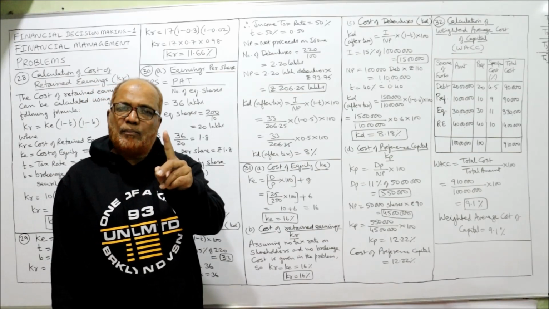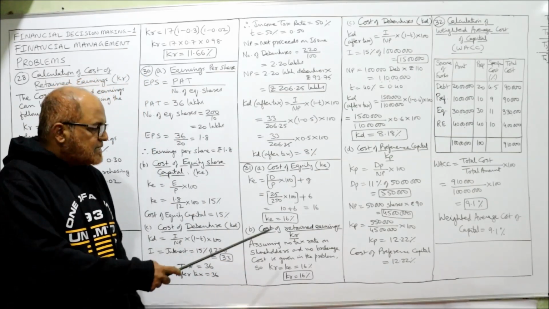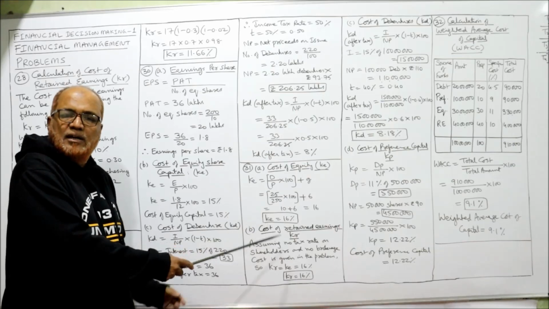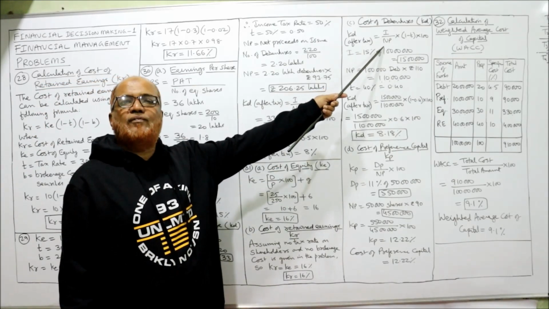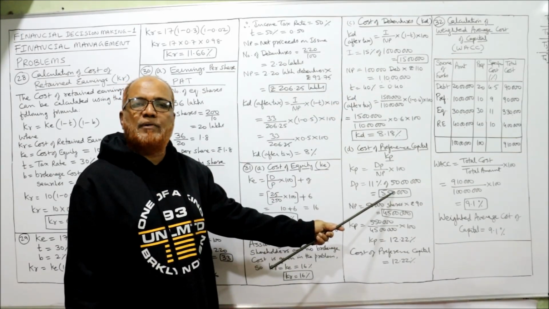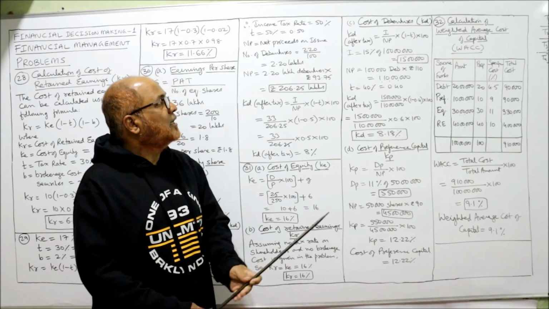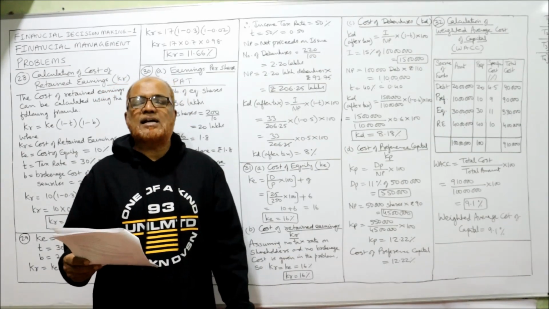So in one problem only, we have calculated all the 4 sources. That is KE, cost of equity, KR, cost of retained earning, KD, cost of debentures, debt, and KP, cost of preference capital. That's it. 31st problem completed. Now see the 32nd problem.